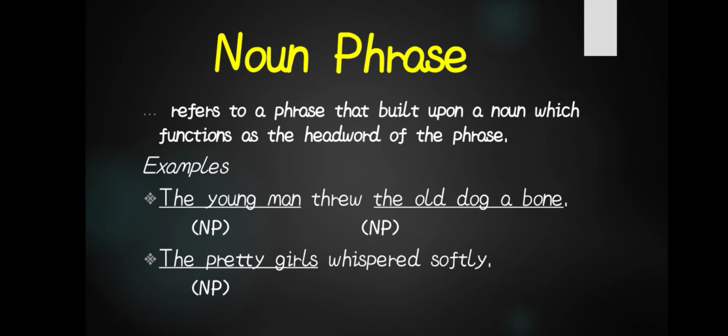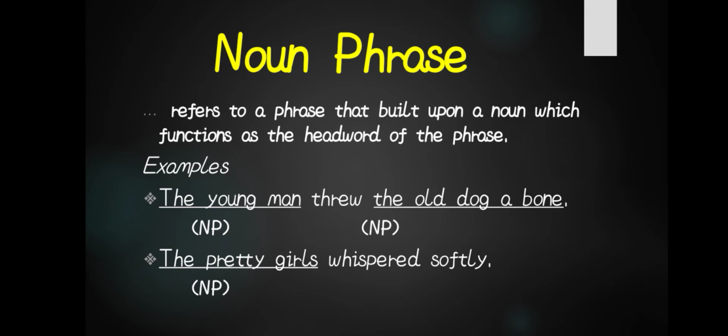Okay, further. Let's have the first kind of phrase, the noun phrase. A noun phrase refers to a phrase built upon a noun which functions as the head word of the sentence. So, ang sa noun phrase, ang main subject or ang main meaning sa isa ka phrase, kung noun gani ang iyahang main meaning or main function, noun phrase ang tawag niya, bisan pag nagsugod siya og article. For example, the young man threw the old dog a bone.